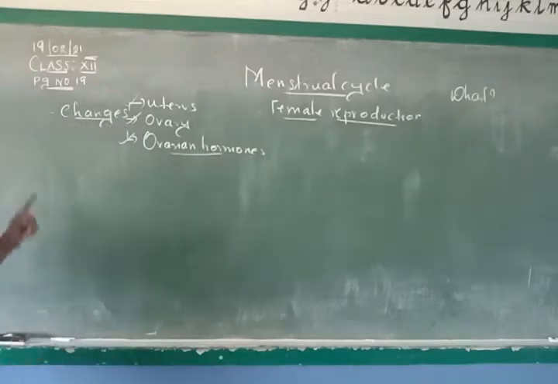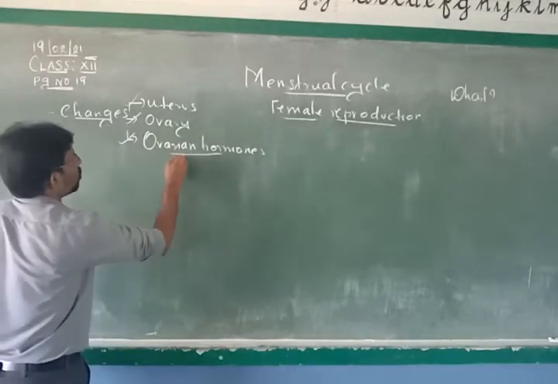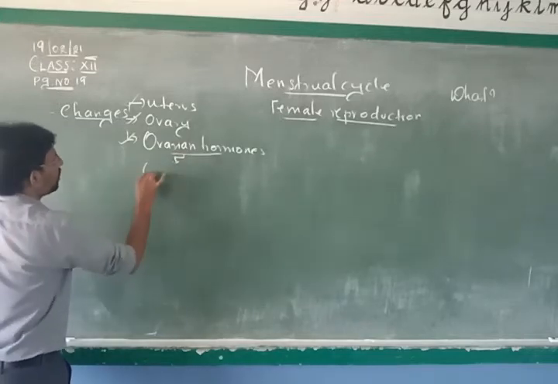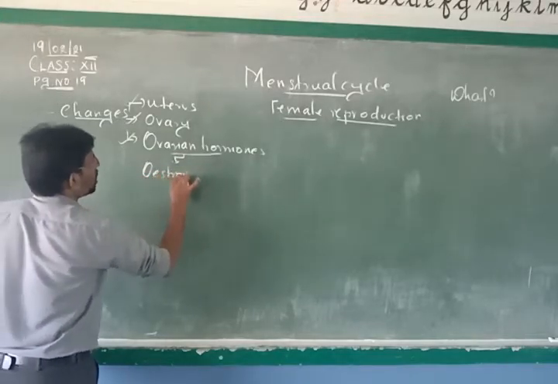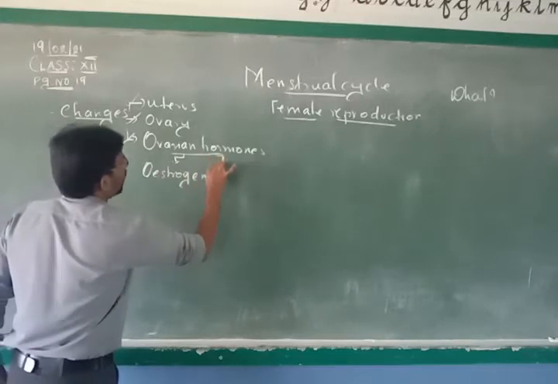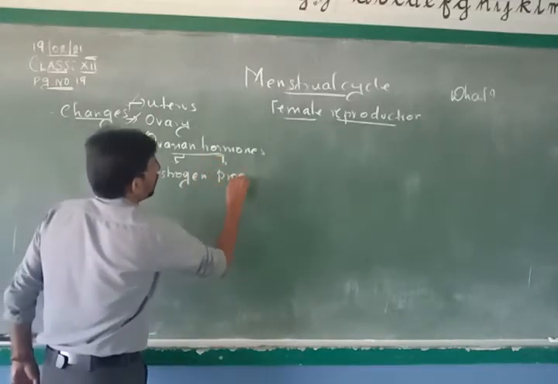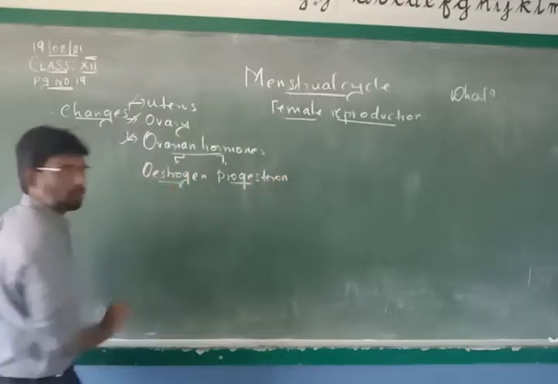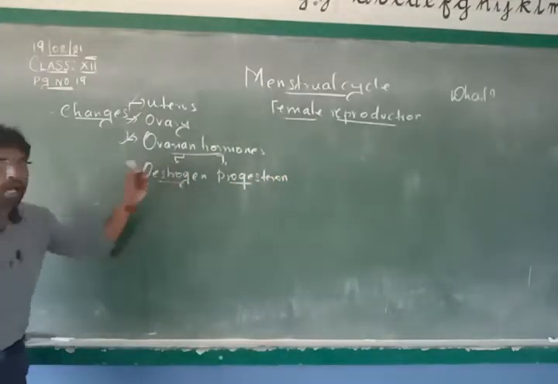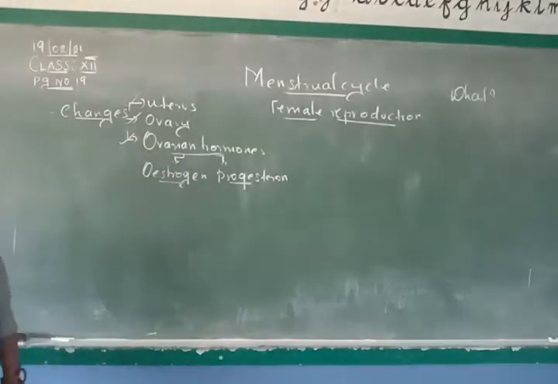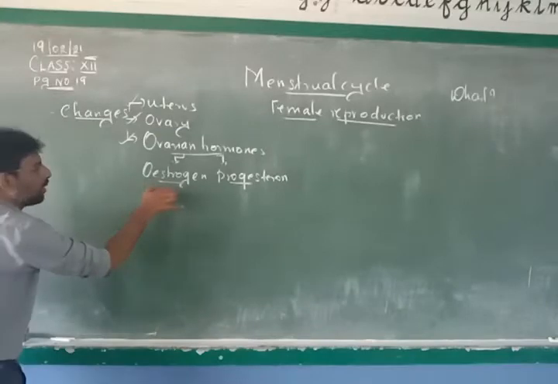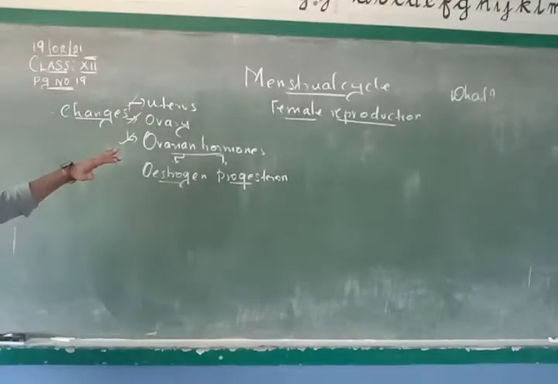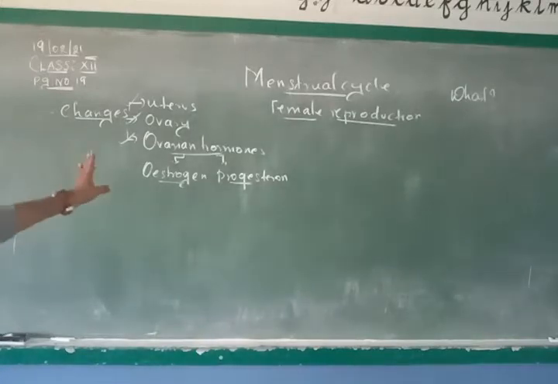There are 2 hormones involved in this menstrual cycle. One is called the estrogen hormone and the second one is called the progesterone hormone. So these 2 hormones are the ovarian hormones. That means the change that takes place in these hormones, whether the hormone increases or whether the hormone decreases. Clear? So now you got what menstrual cycle is.